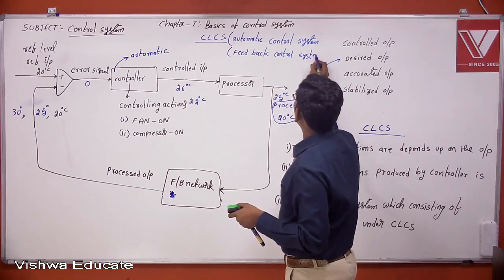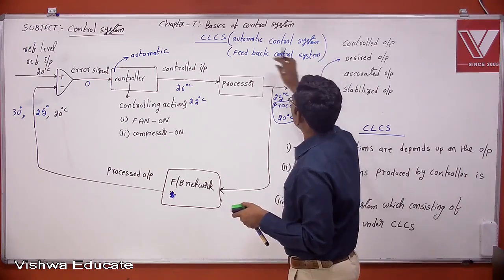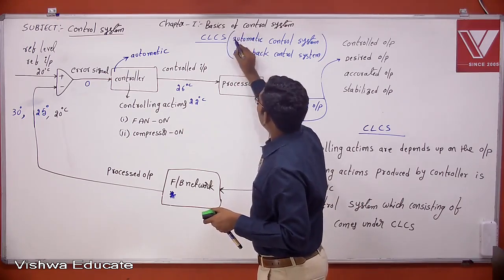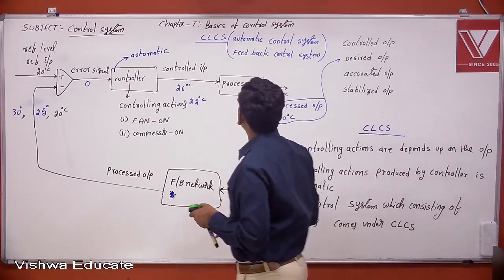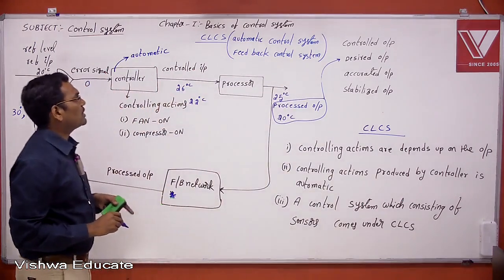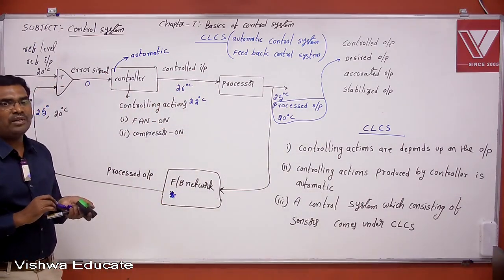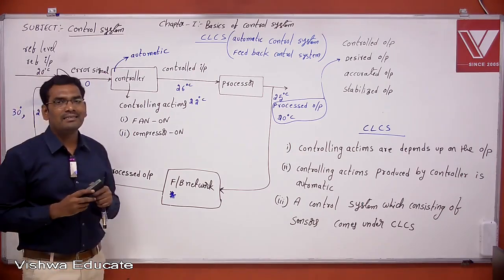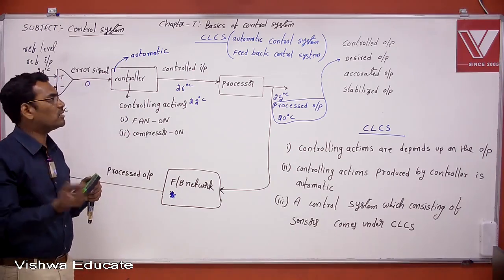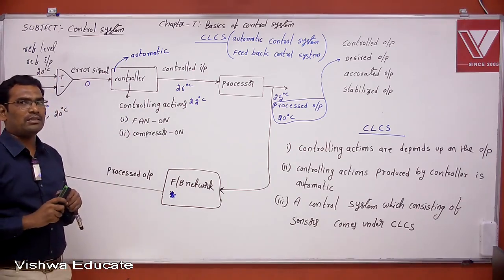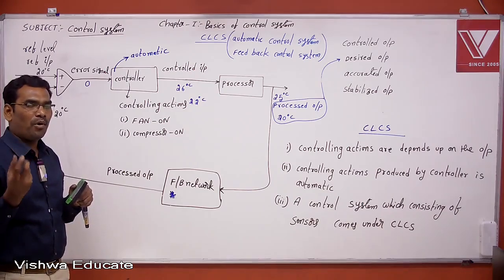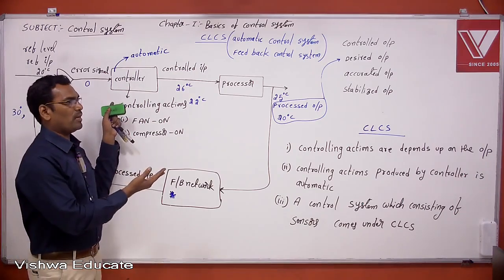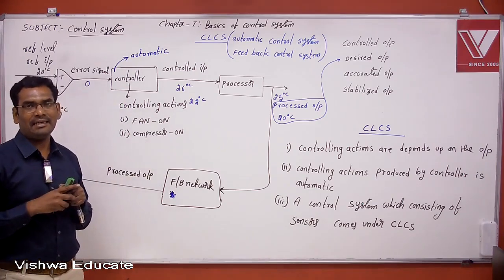Closed loop control systems are also called automatic control systems, and also called feedback control systems. Then this is the difference between open loop control system and closed loop control system. Once you understand the open loop control system, you can easily understand the closed loop control system. Whatever points I am saying in the open loop control system, the same points I am saying in the closed loop control system, so that you can easily understand the differences.